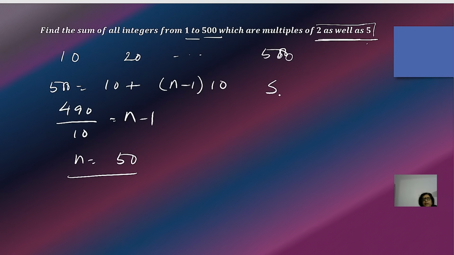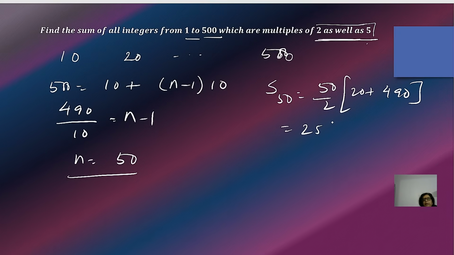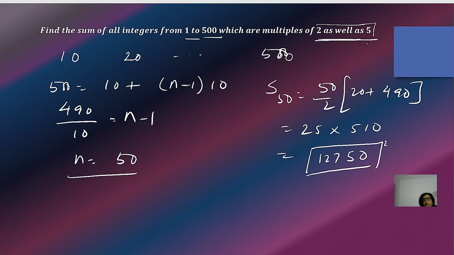So S50 will be equal to n by 2, that is 50 by 2, into 2 into 10, that is 20, plus 49 into 10, that is 490. So this becomes equal to 25 into 510. 25 times 510 gives 12750. So the sum of these 50 terms is equal to 12750.